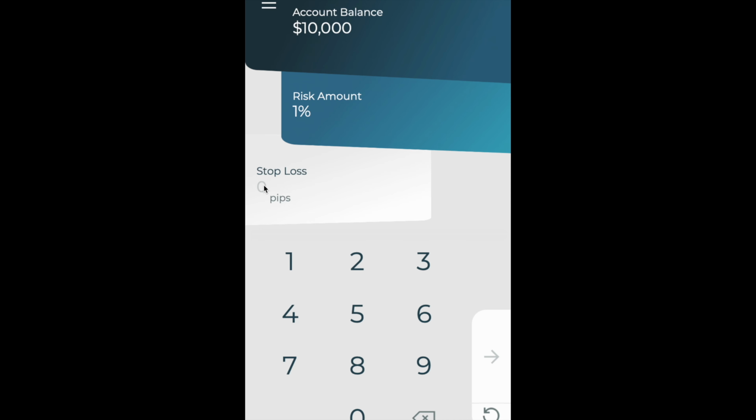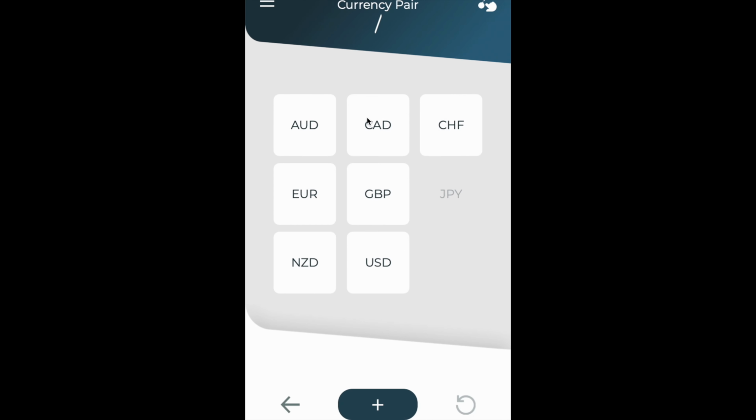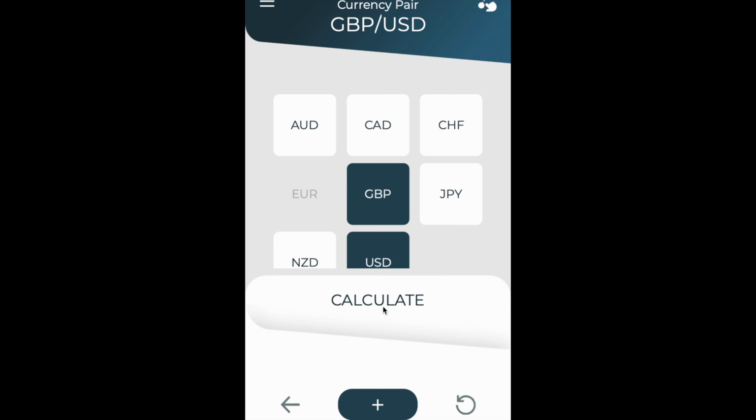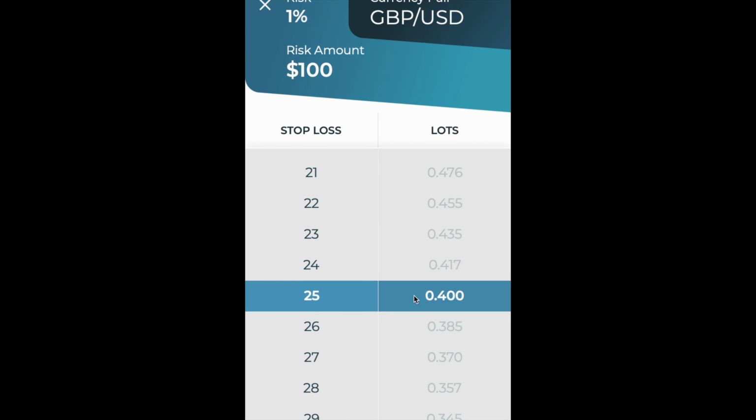As I showed you earlier on TradingView, it will calculate this for you. So when we place our positions, if it says our stop loss is 25 pips, for example, we use 25 pips. Then you click next, and then it will tell you to enter the currency pair you are trading. So let's select GBP/USD for example, then it will calculate.